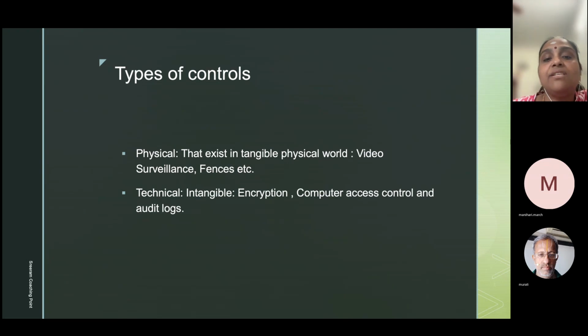Then you have technical, which is intangible. So encryption, computer access control, audit logs. Now, what are audit logs? It's very important that we know what audit logs are and get some clarity. Audit logs are basically recording everything. It's a log, like who is coming, who is going, or when we go and retrieve information, we need to have an assessment, a report of whatever has happened. That's called an audit log.